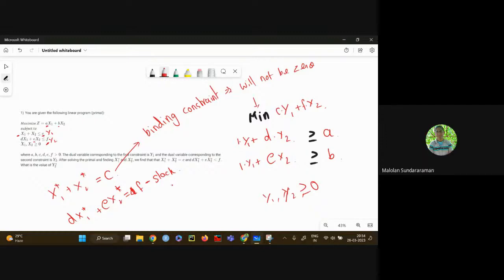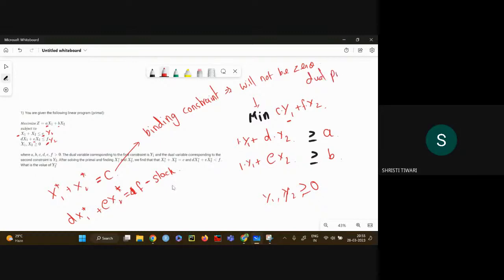So a binding constraint is nothing but a constraint where the resource equals the optimal solution. When I substitute the optimal value there, it will be equal to the resource that is available, C. That is binding. It is binding my solution at that point. So for all binding constraints, this y1, the corresponding decision variable, will not be 0. That is the principle. It is known as the dual price.